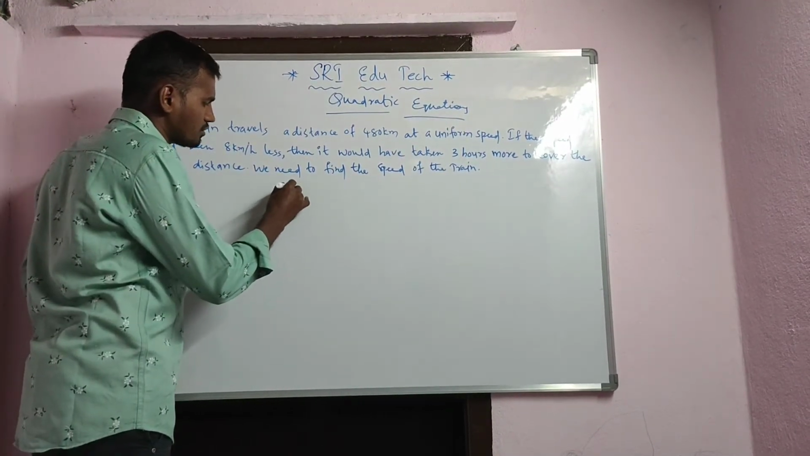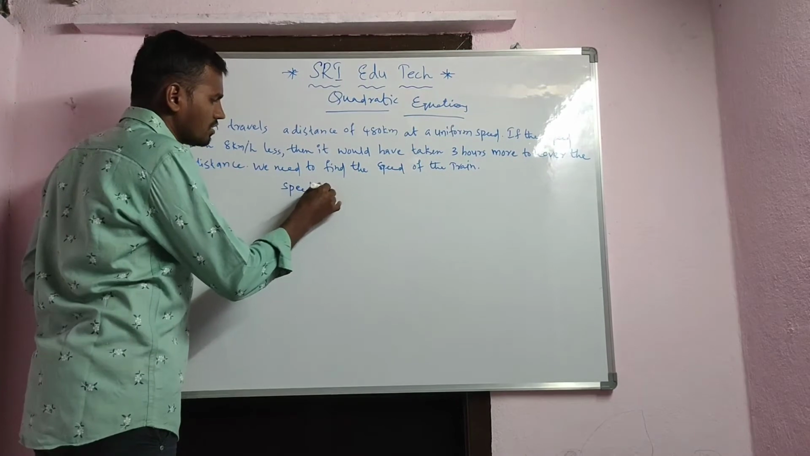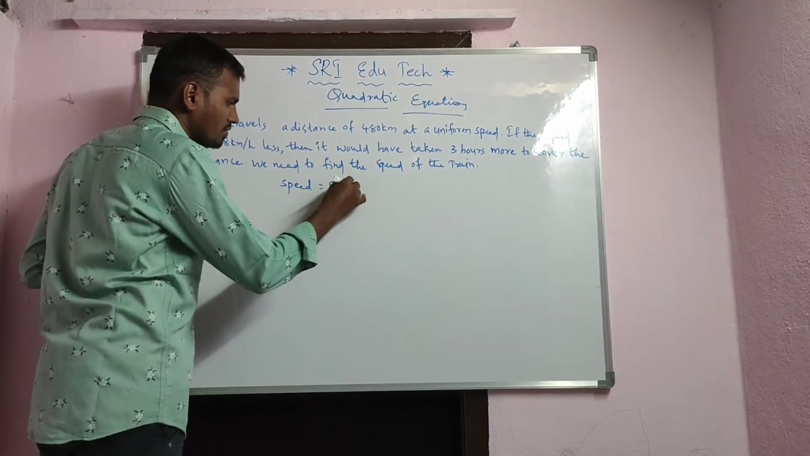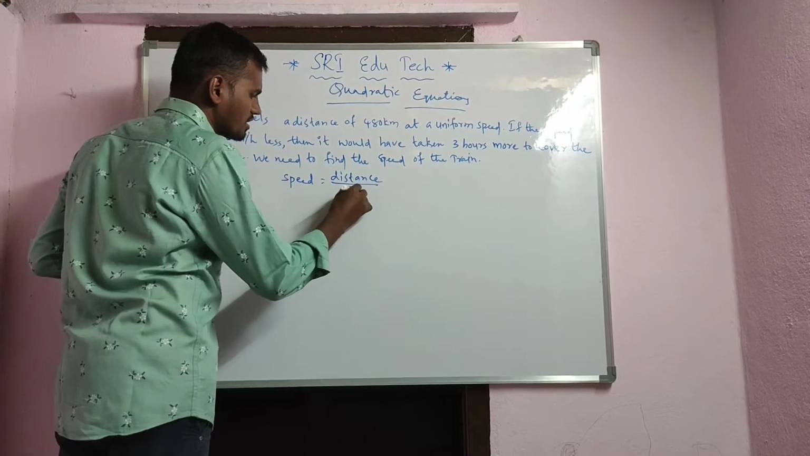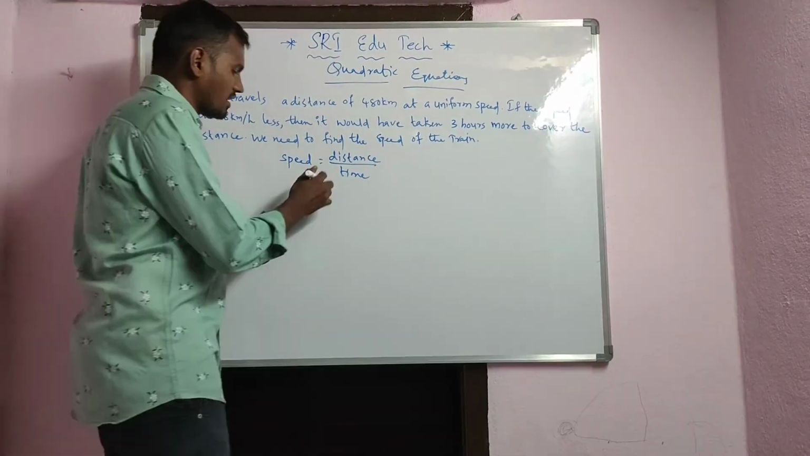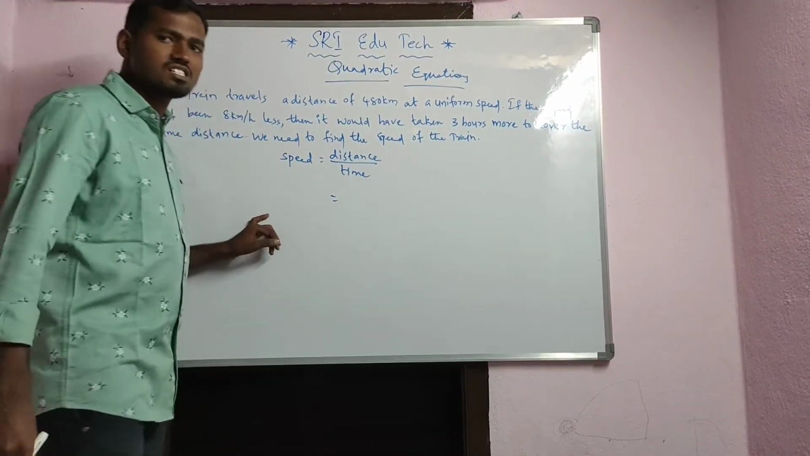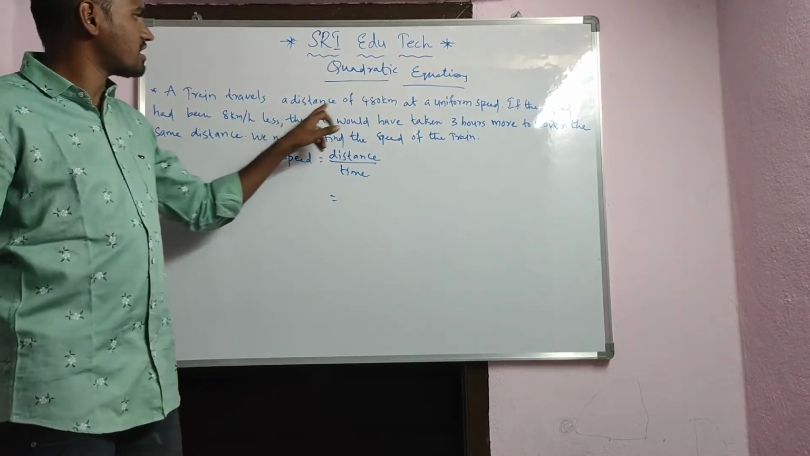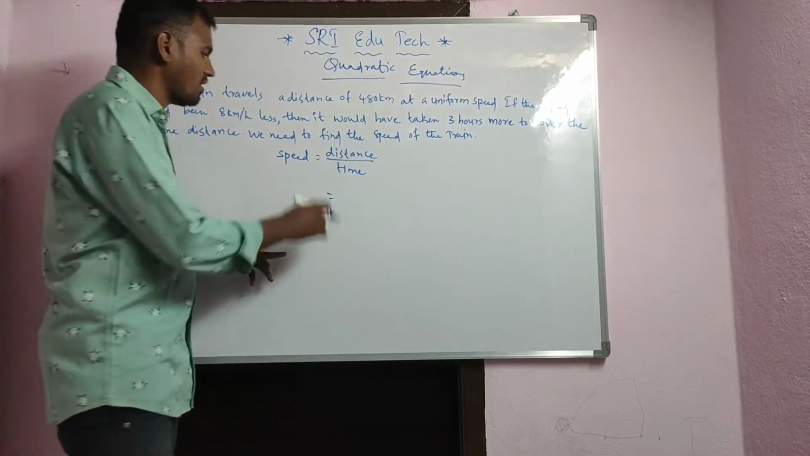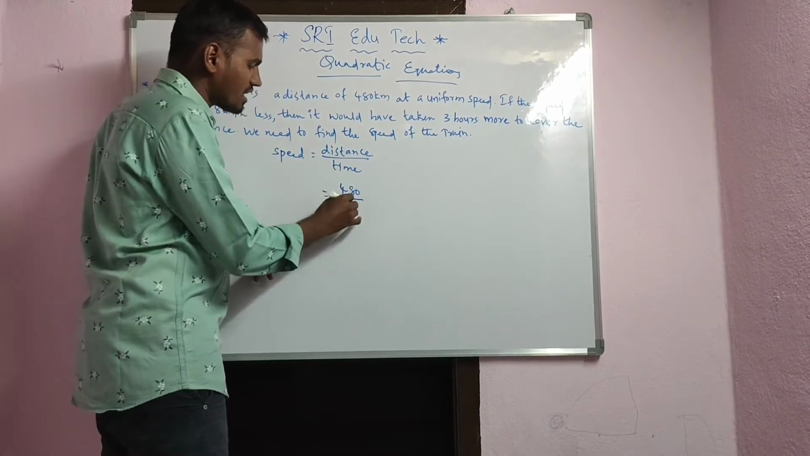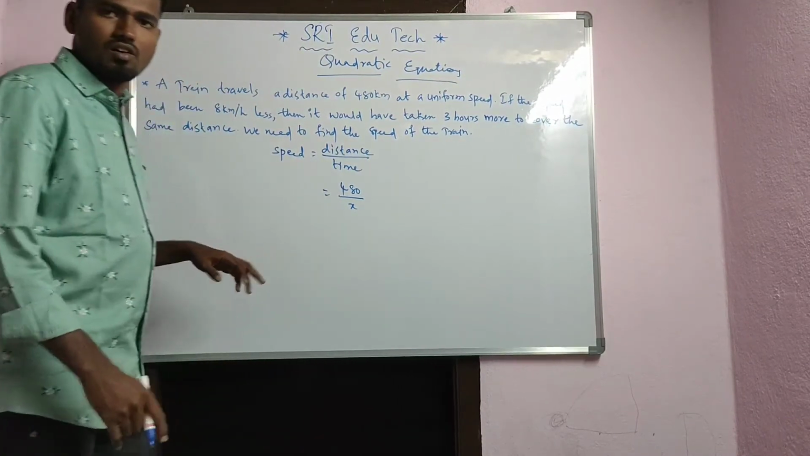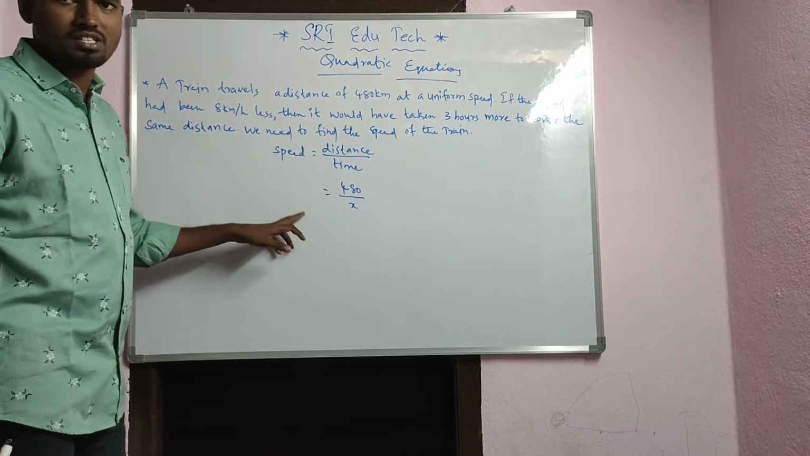Speed is equal to distance by time. Here, how much distance is given? Total distance is 480 kilometers. I am taking time as x only.